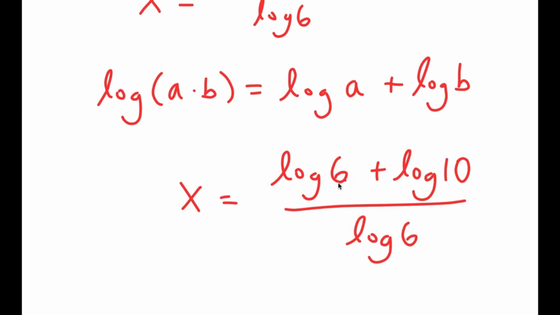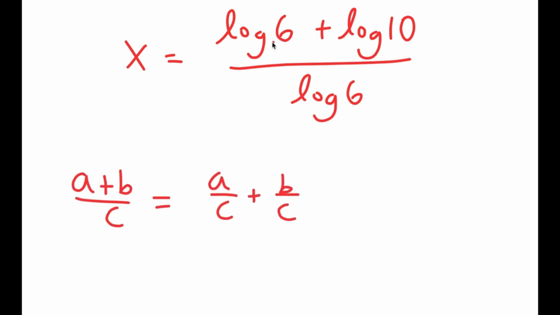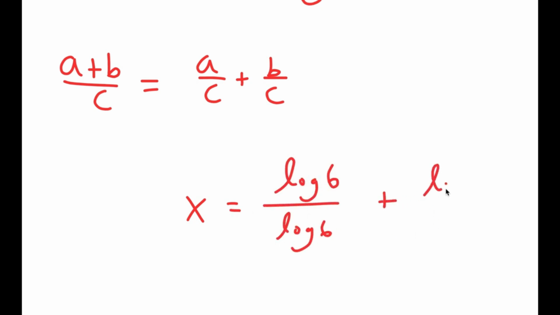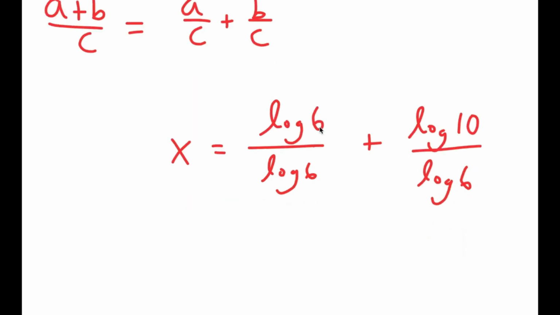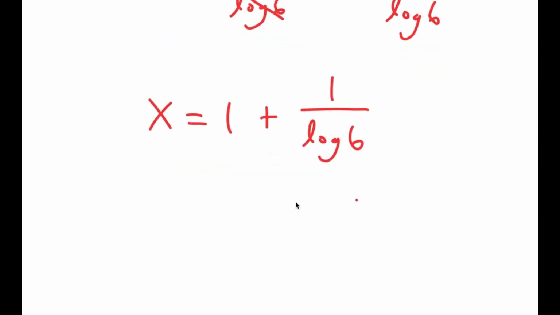Now, from here, if I have something in the form a plus b over c, this is equal to a over c plus b over c. So log 6 plus log 10 over log 6, I can write this as log 6 over log 6 plus log 10 over log 6. Now, log 6 and log 6 cancel out, so I get x is equal to 1 plus log 10, which is also equal to 1, so I have this over log 6.